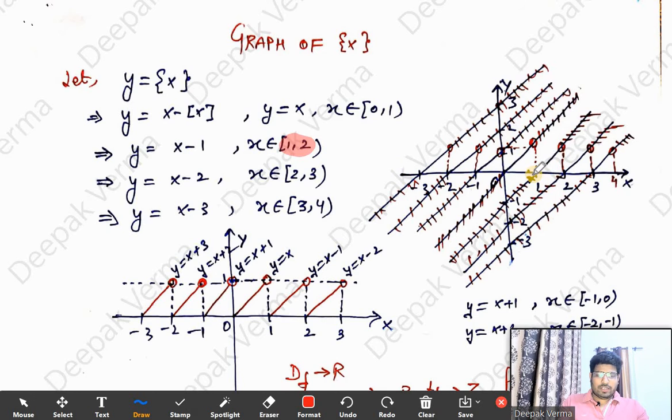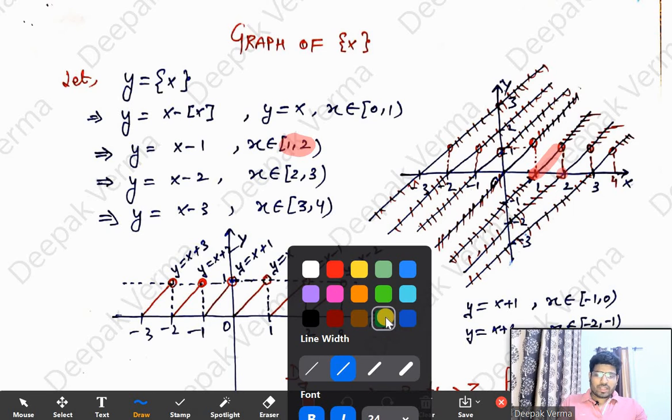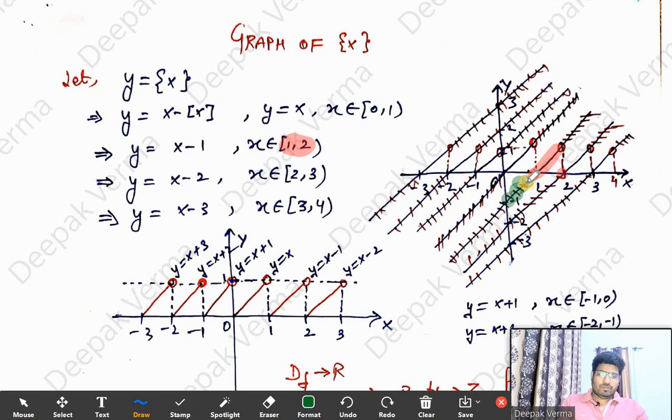Only between 1 and 2. This is our required portion, and we remove the rest. We can remove this portion. The red portion which you can see on the screen is our required graph. Got it? So we get this portion only.